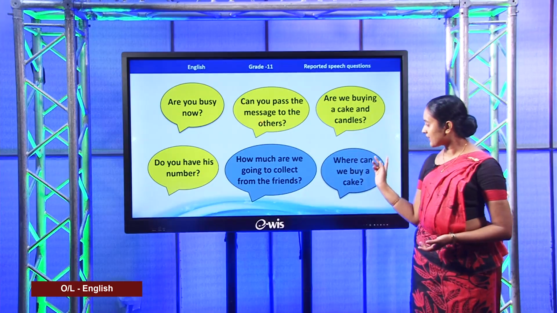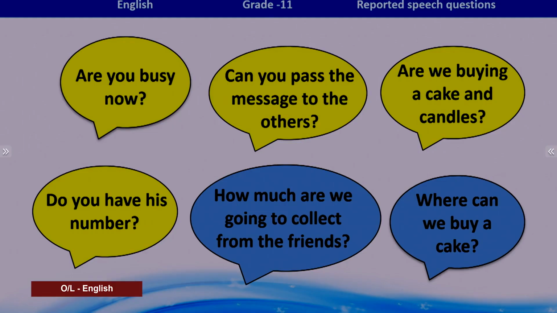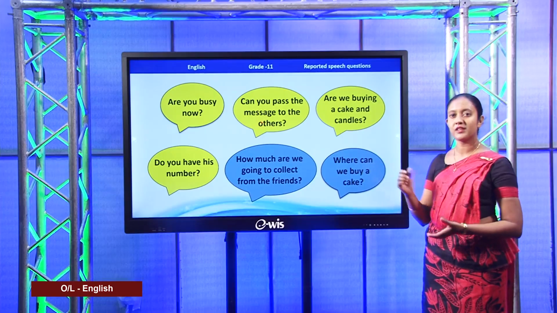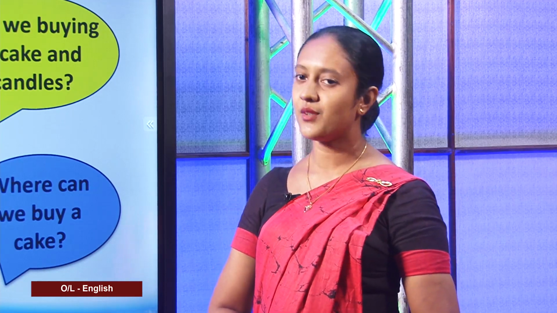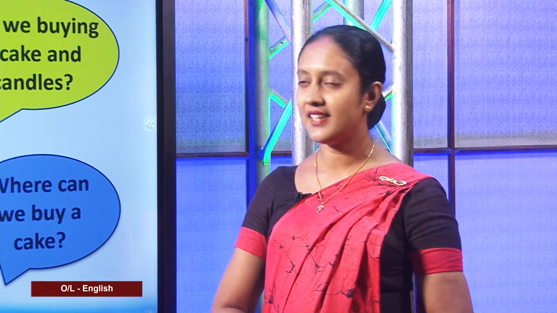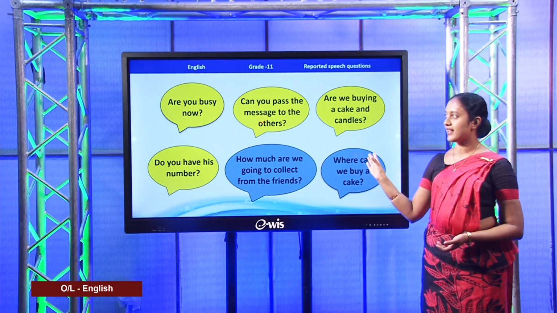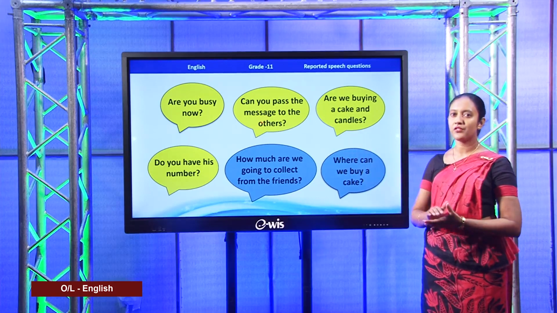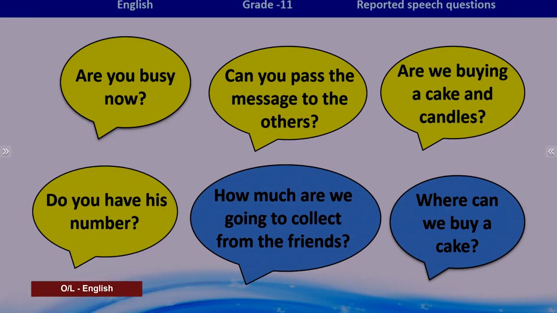Now, look at the question in the blue bubble. Where can we buy a cake? This question starts with the WH question word where. So, we call them WH questions. So, my dear children, in this slide, there are two types of questions. They are WH questions and yes/no type questions.